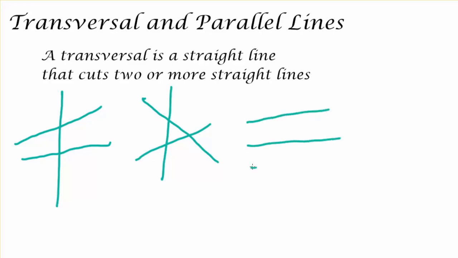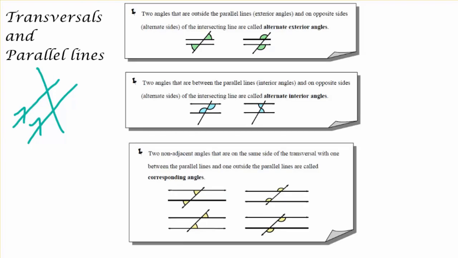I could have multiple lines. In this case, I'm going to draw four lines. They could be parallel, they could be not, and I'll draw a transversal that cuts across all of those lines. Now, we are specifically interested, however, in a transversal that cuts parallel lines, two lines that do not intersect, and a transversal that crosses both of them, because we will find some very special relationships.